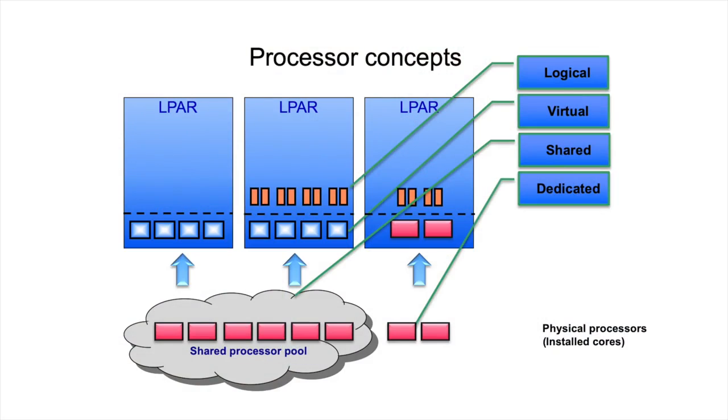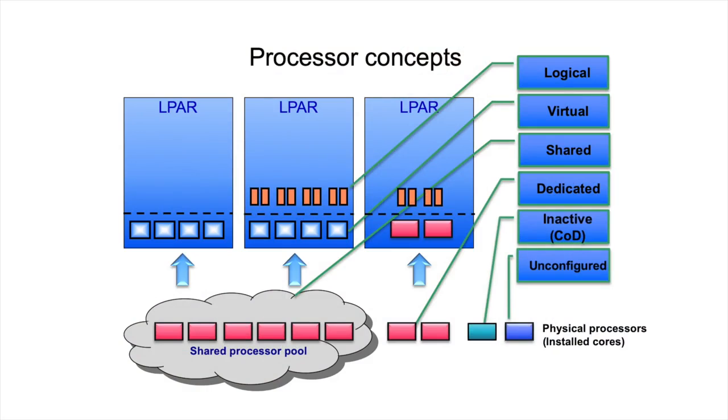Okay, so the last of the processor concepts to cover are inactive and unconfigured. Inactive processors are installed but not available until the administrator decides to turn them on. This is part of that facility that I mentioned earlier, capacity on demand in Power Systems. Now there are multiple tiers in the COD offering, activating the processors or memory for that matter, for fixed times as trials, for variable times, etc.